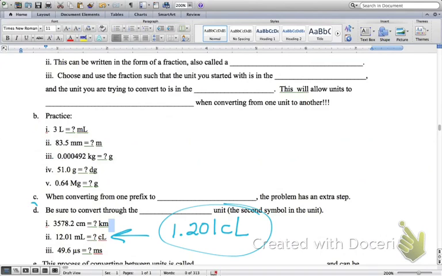So the only thing different here in Part D is that they are going to be 2-step conversion problems instead of just 1-step conversion problems like what we saw at the top.